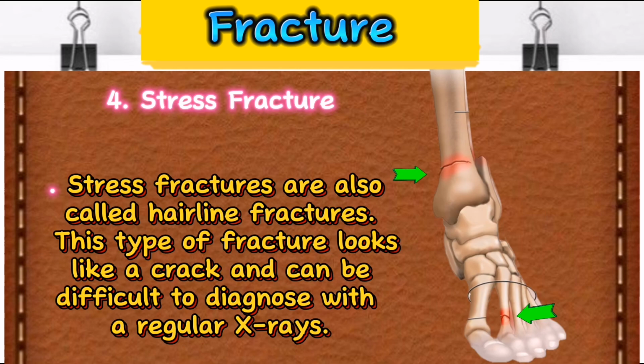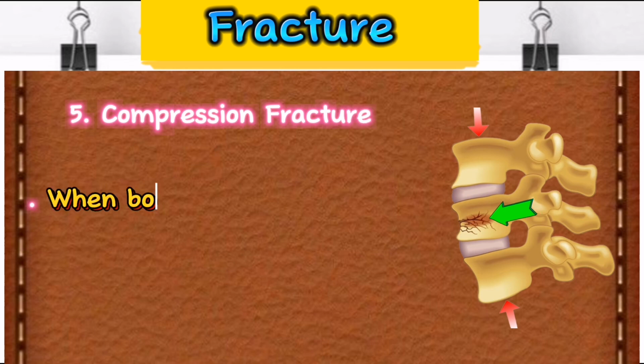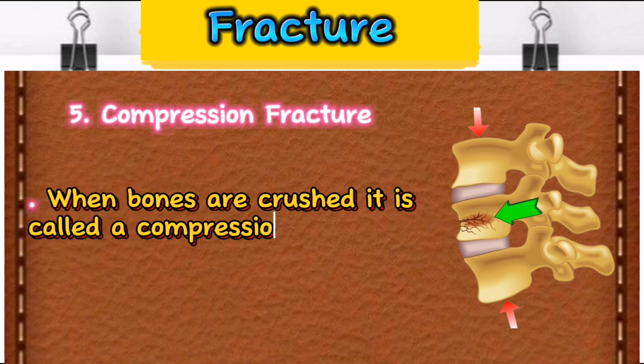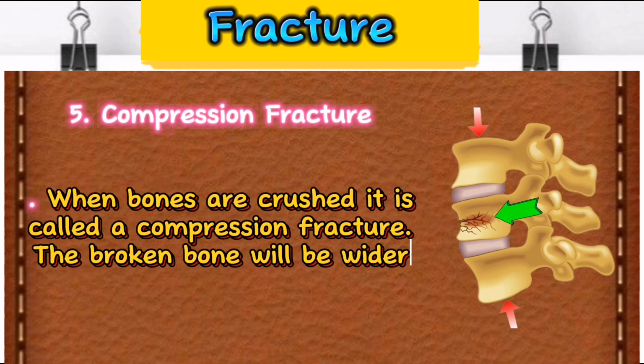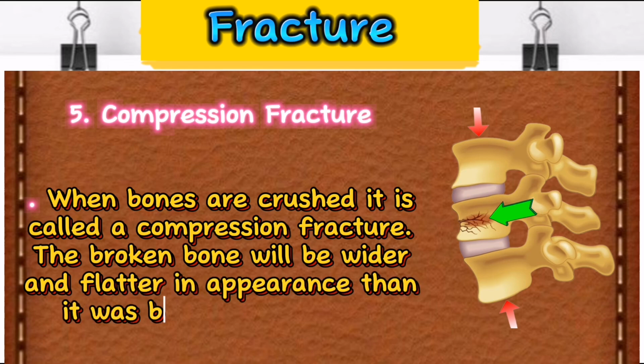4. Stress fracture. Stress fractures are also called hairline fractures. This type of fracture looks like a crack and can be difficult to diagnose with regular X-rays. 5. Compression fracture. When bones are crushed, it is called a compression fracture. The broken bone will be wider and flatter in appearance than it was before the injury.